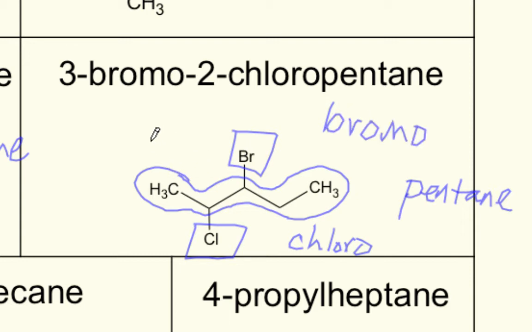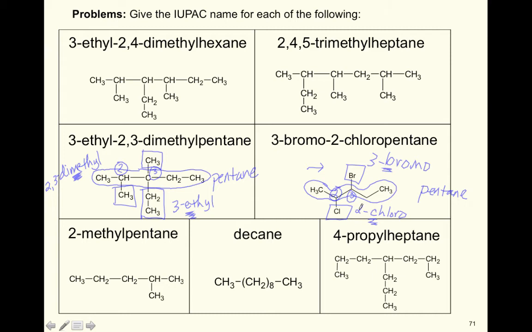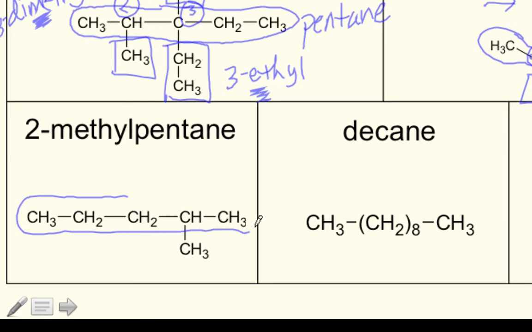Numbering system, going from left to right, notice chloro is on carbon number 2, and in the other direction, bromo isn't until 3. So I have a 2-chloro and a 3, that's carbon 3, 3-bromo. Now putting these together, B and C, which one comes first? Bromo. Remember, it's not the numbers that tell me how to list it, it's alphabetizing that tells me how to list it. The numbers are a physical thing we did before that. 3-bromo, 2-chloropentane.